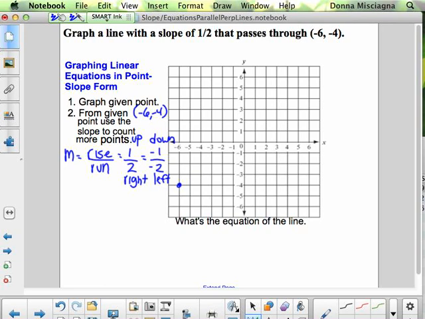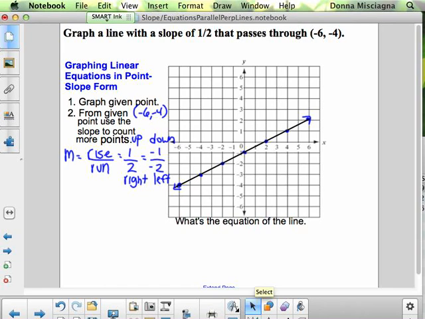So from the point negative 6, negative 4, we're going to count up 1, to the right 2, up 1, to the right 2, up 1, to the right 2, up 1, to the right 2, and I can do that one more time. And there we go. Let's go ahead, and I'm going to use that line tool to graph, and you might want to use a ruler so you can graph a straight line. And this line will keep on going, so I'm going to put arrows. Now this could be just ever so slightly better. There we go, that's pretty good.